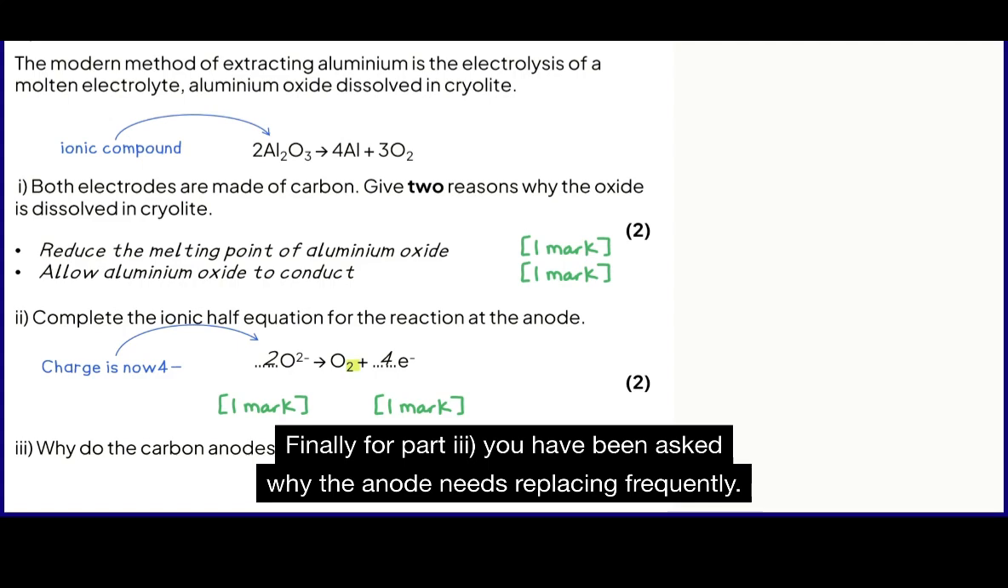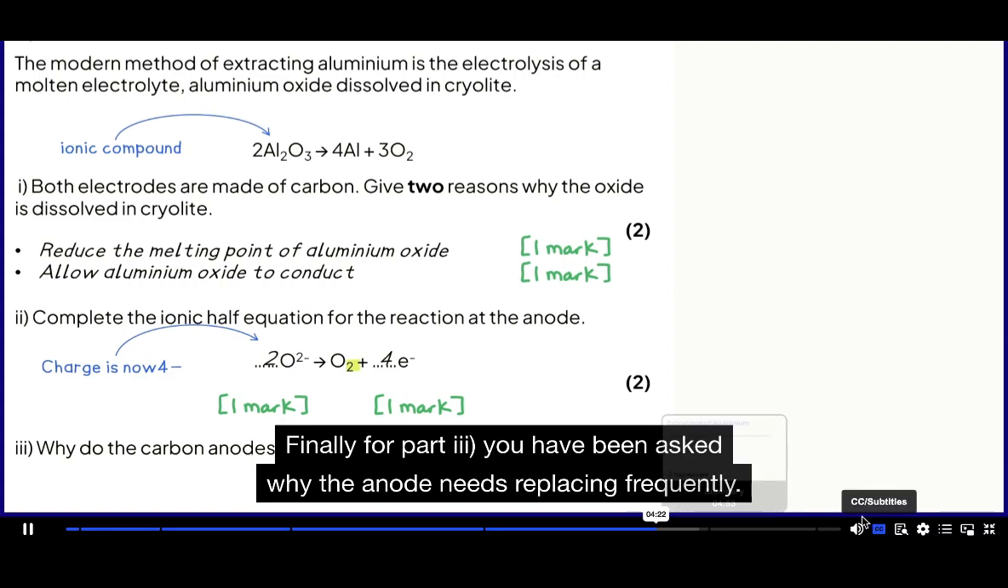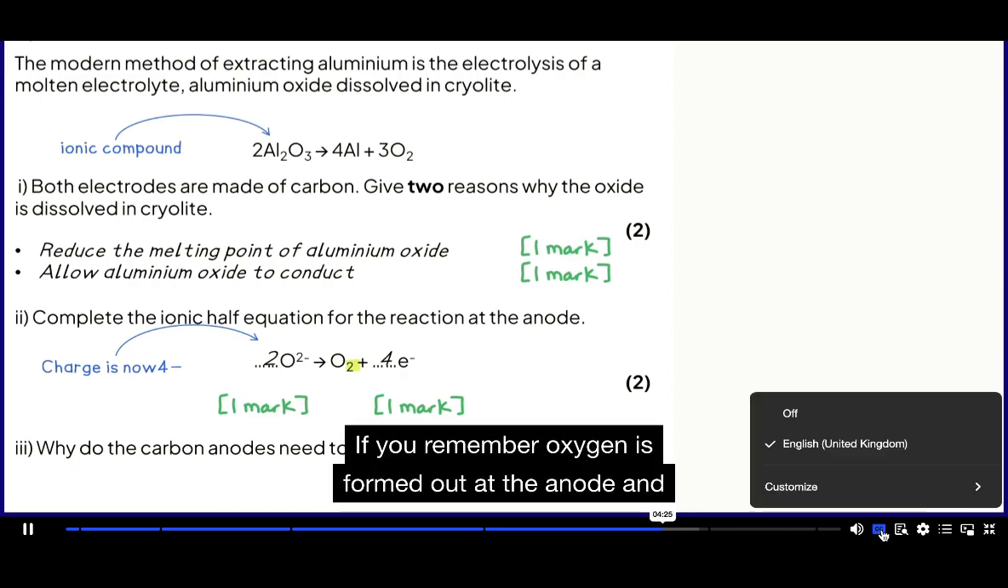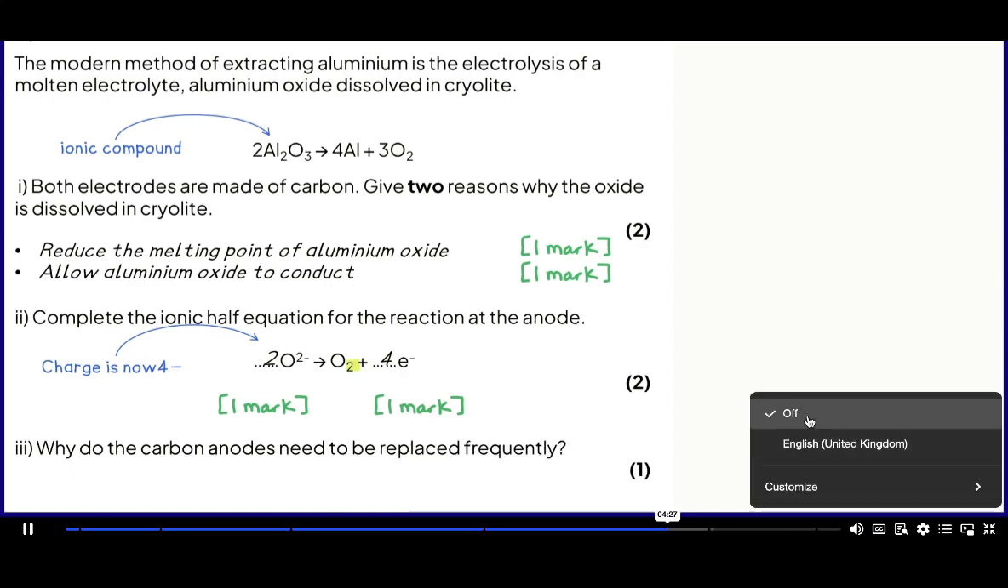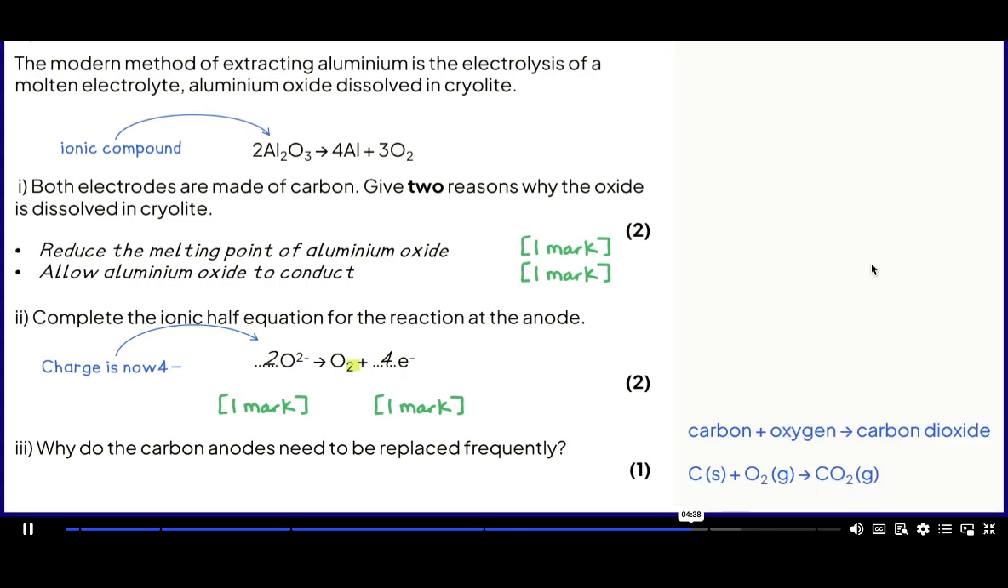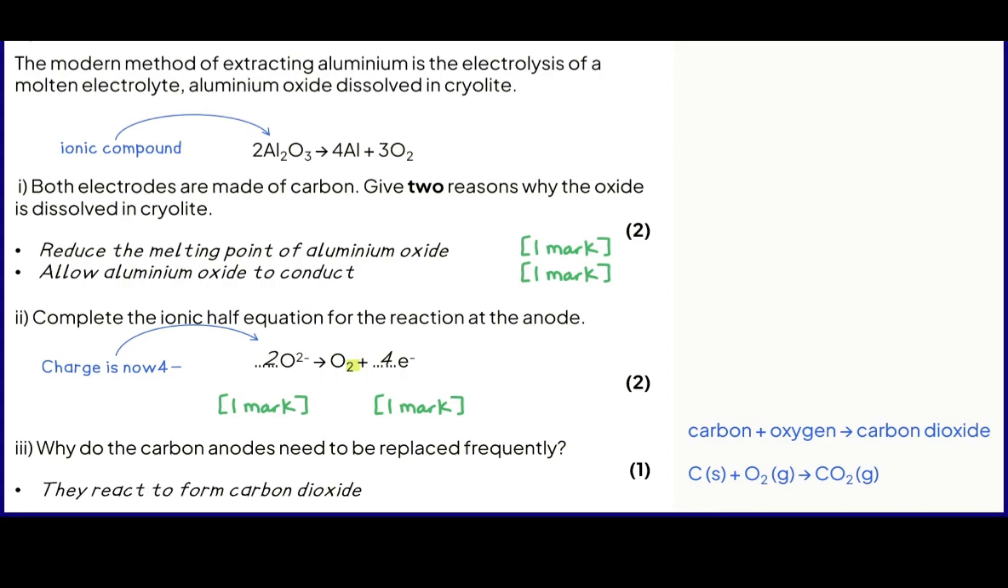Finally, for part 3, you have been asked why the anode needs replacing frequently. If you remember, oxygen is formed at the anode, and the anode is made of graphite. Given the high temperature in the electrolytic cell, the carbon in the graphite and oxygen formed at the anode will react to form carbon dioxide. To gain the mark, you must say that carbon dioxide is formed.